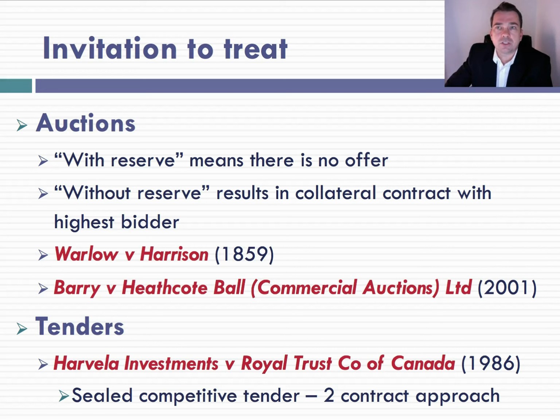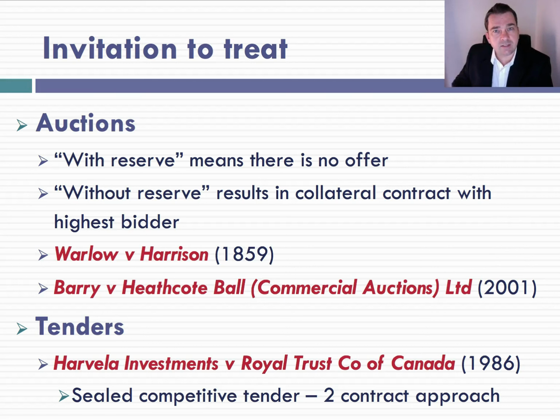When an auction is advertised as being without reserve, what that means is that the auction house promises that the highest bidder will get the item that's being auctioned off. Now, by implication, that means that if you are the highest bidder and you have made your bid, then that somehow must be tantamount to acceptance. So what the auction house did in that case must be the offer.